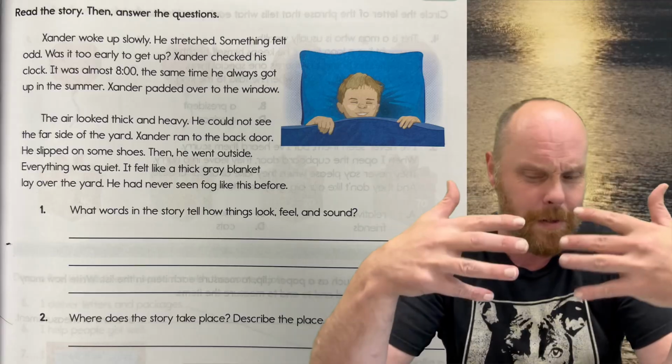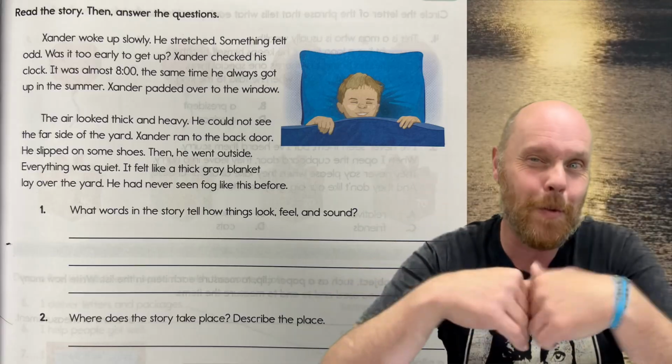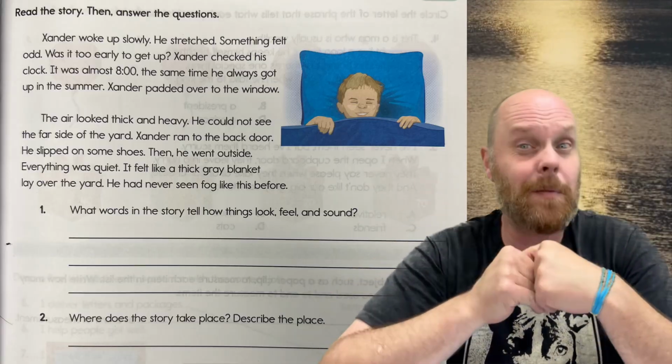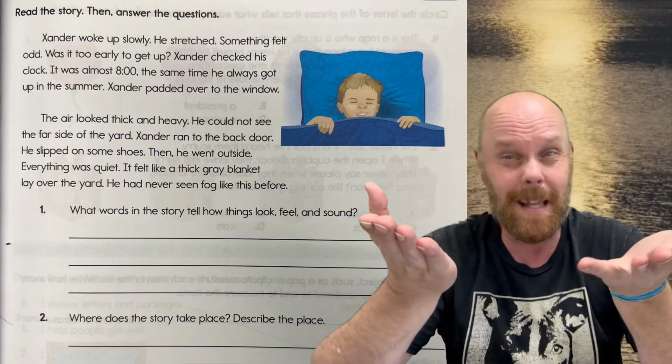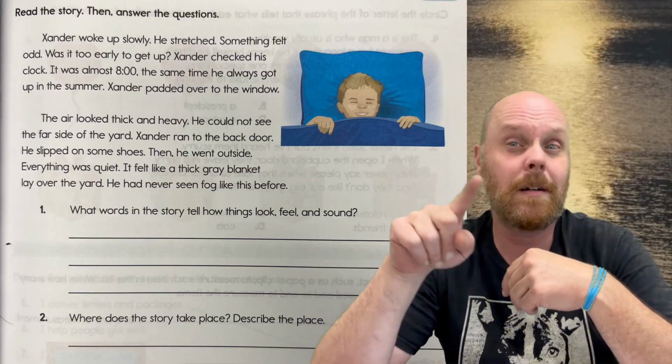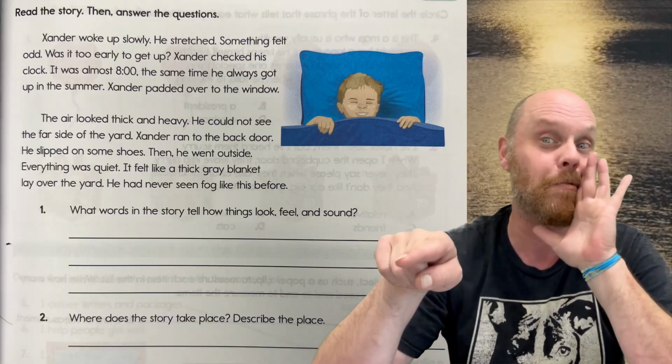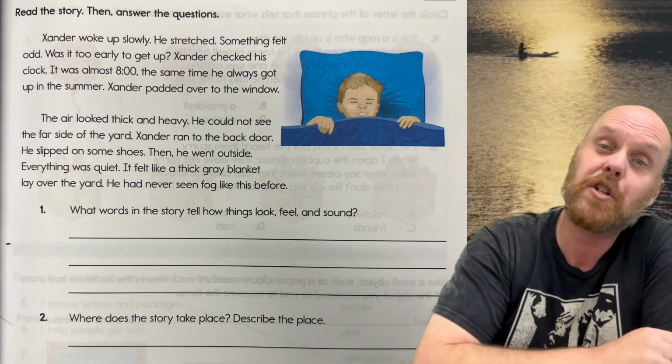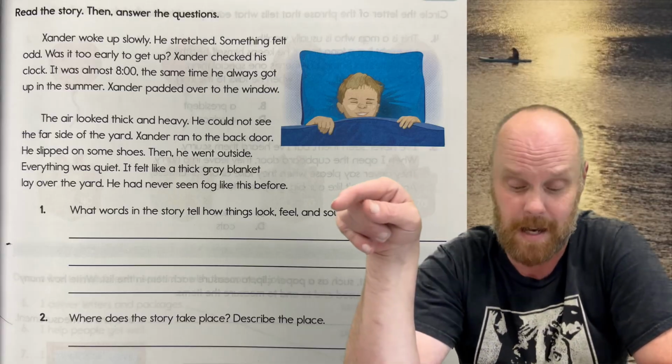Where does the story take place? Well, it never tells you, but you have to sort of guess. I'll give you a hint. Where do we sleep? It also talks about going somewhere. I'll tell you, it's outside. Okay? And we have to describe it. Now, it never mentions what it looks like inside, but if you go back into the story, it does talk about what it looks like on the outside.